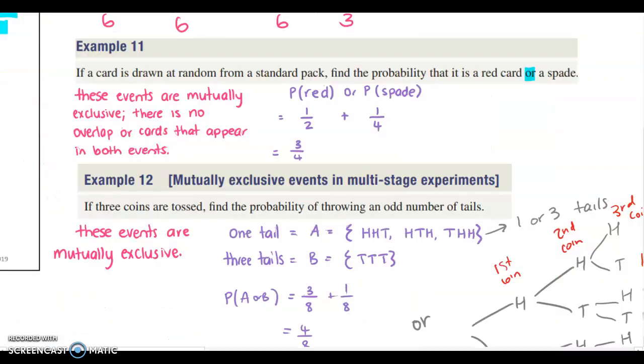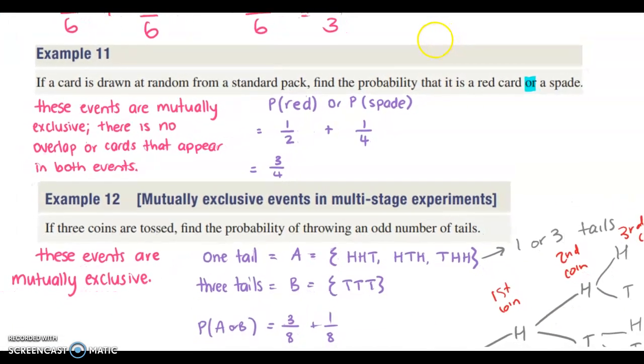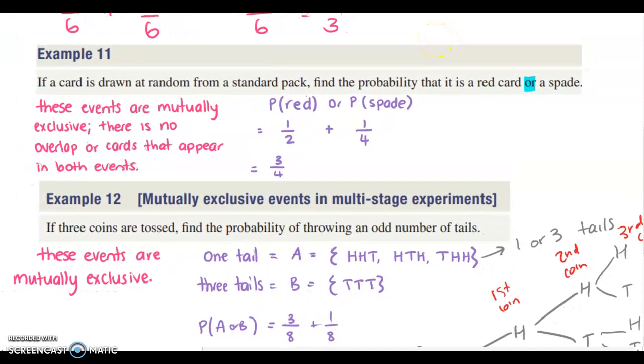Okay. Example 11 here. This is not in your notebook, but this is in our textbook. So it's example 11 in chapter 10 in the textbook, and this appears in the OneNote as well. So it says, if a card is drawn at random from a standard pack, and that would be a standard pack of 52 cards, find the probability that it is a red card or a spade. Now this also is a mutually exclusive event because we could have red cards, or we could have a spade, which is not a red card. A spade is a black card. So they don't overlap, and there's no data that falls into both the red card category and the spade category.